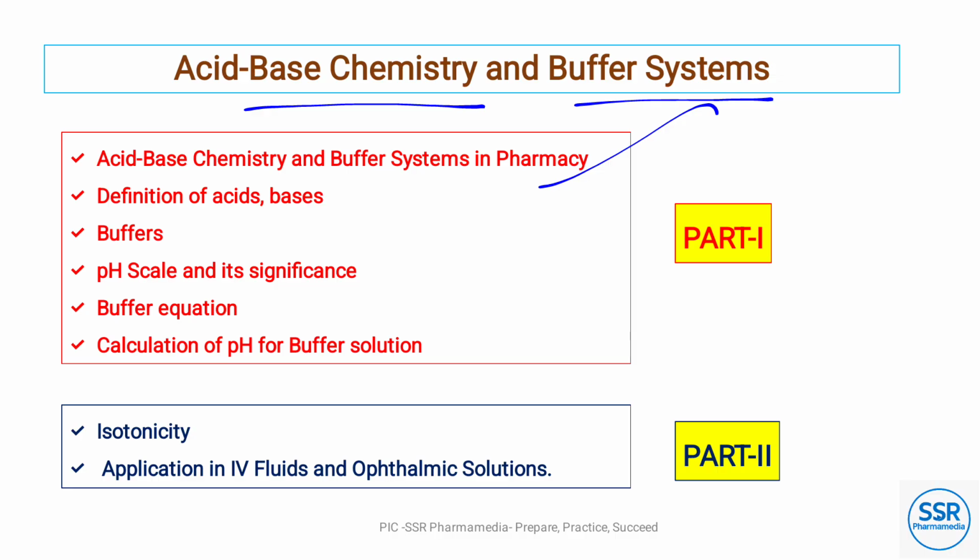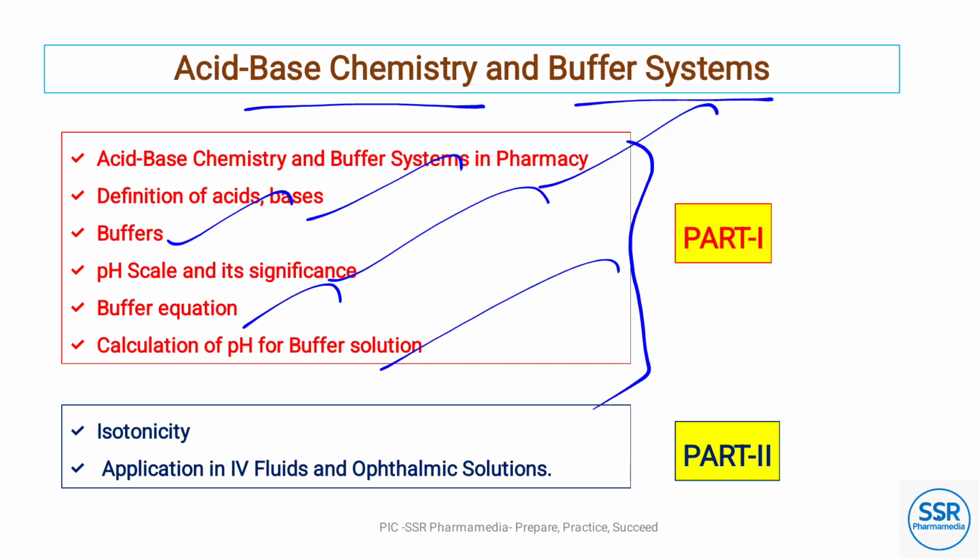acid-base chemistry and buffer system in pharmacy: definitions of acids and bases, buffers, pH scale and its significance, buffer equations, and calculation of pH for buffer solution. That is part 1, which we are going to cover today. And part 2 is isotonicity, application in IV fluids and ophthalmic solutions. We are going to cover that under part 2.